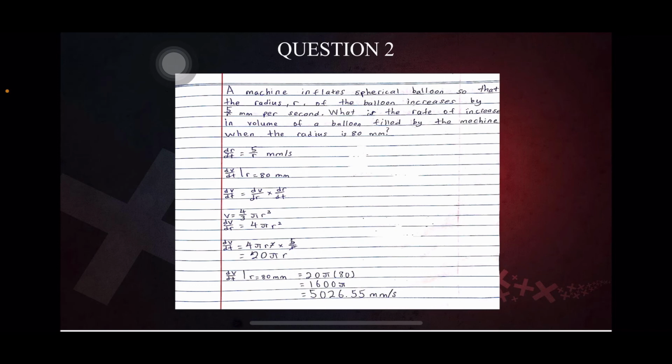Now we already have our values of dV/dr and also dr/dt. So we can find our dV/dt, which is 4 pi r squared times 5 over r. We can cancel out the r, and now the r only remains 1, which equals 20 pi r. So now we can find dV/dt when r equals 80 mm, which is 20 pi times 80, which equals 1600 pi, which then equals 5026.55 mm per second.